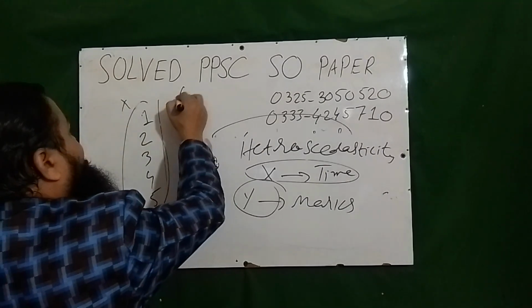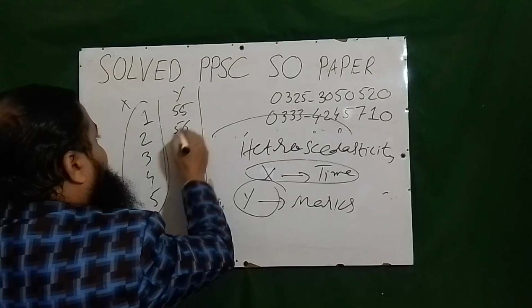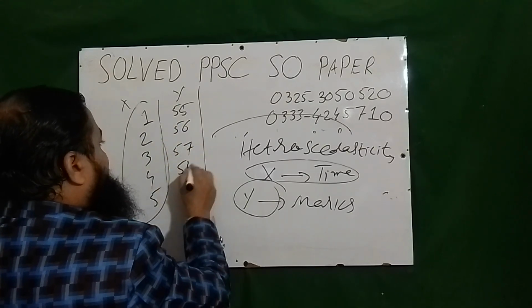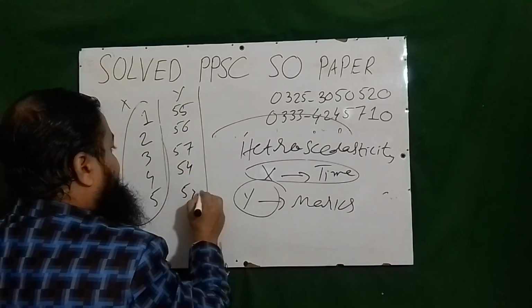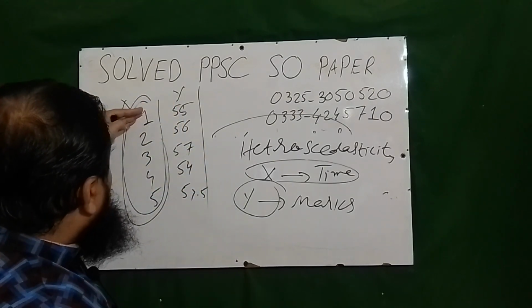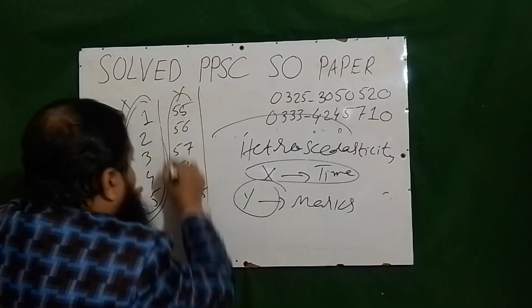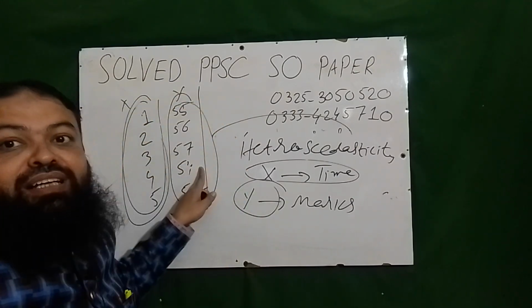For example, if students are studying 1 hour, 2 hours, 3 hours, 4 hours, 5 hours, these are the values of x, but y is very close to each other. Marks are 55, 56, 57, 54, 57.5. This is y. When we change the x, when we have different values of the independent variable, y has not much dispersion. Then we have homoscedasticity.